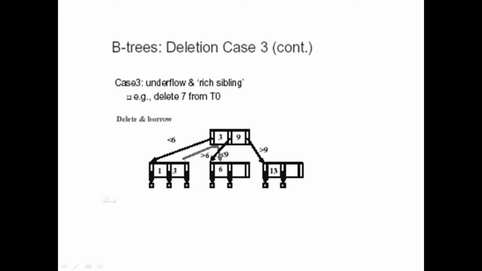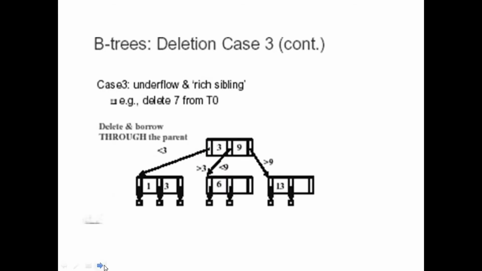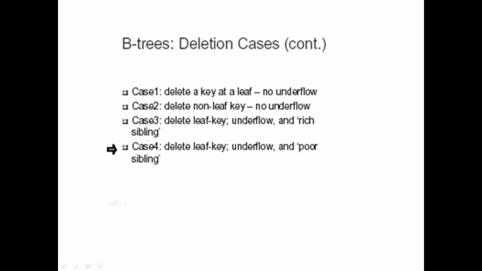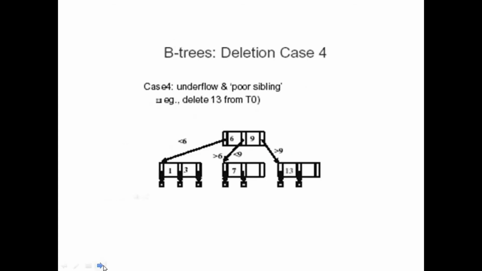So here 3 goes here, and 6 comes here. So now you borrowed one element from its sibling, and still your sibling is not in underflow condition. So this is the case of underflow and rich sibling through the parent. This is the final tree. You got it. Then now case 4. Case 4 is delete a leaf key, underflow and poor sibling. So let's see the fourth case.